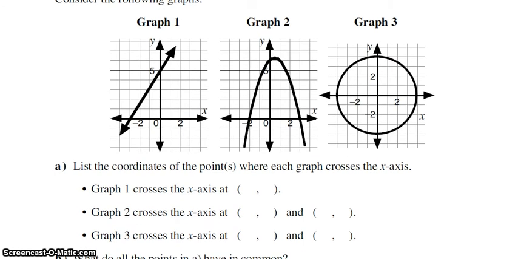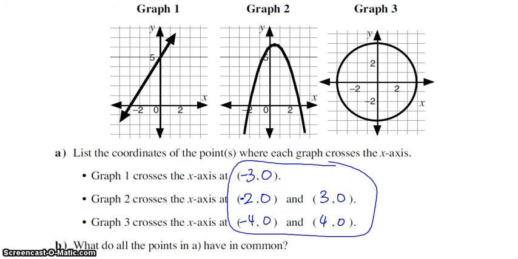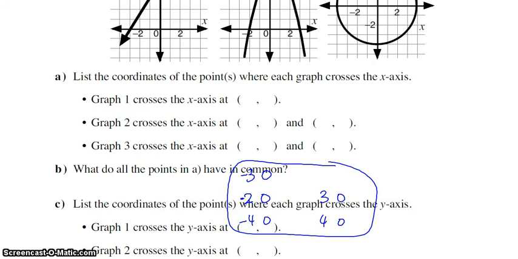All right, so for graph 1, the x-intercept is (-3, 0). For graph 2, the x-intercepts are (-2, 0) and (3, 0). For this graph it is (-4, 0) and (4, 0). The order doesn't really matter. All right, what do all these points have in common? So look at all these coordinates. What's in common? You would say all the y values are 0. Do you see that? Yes.